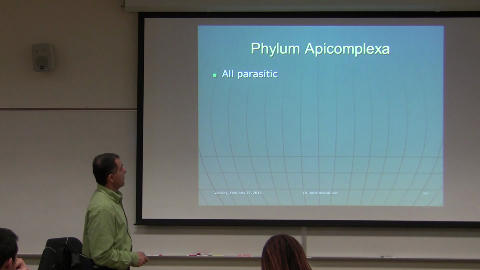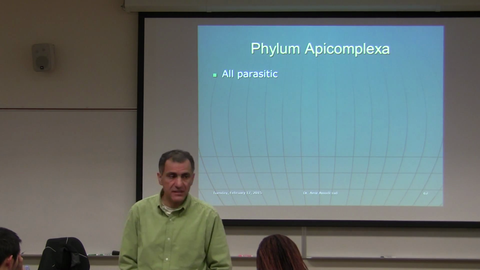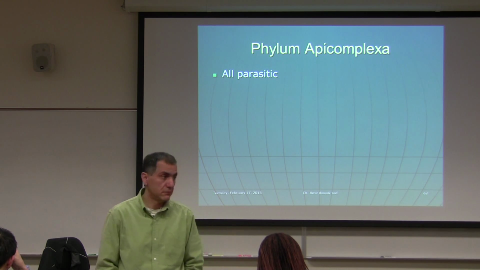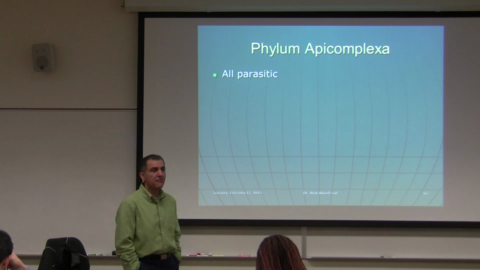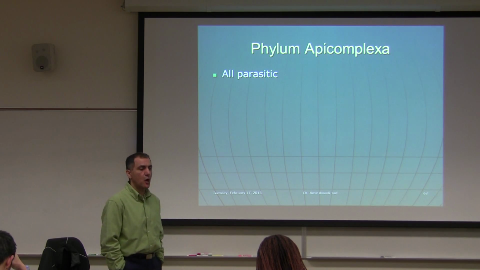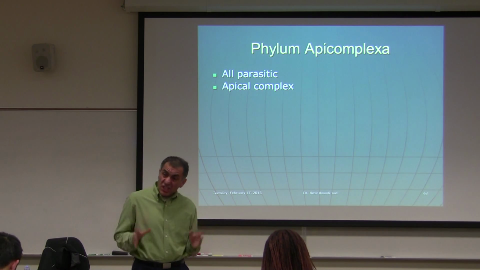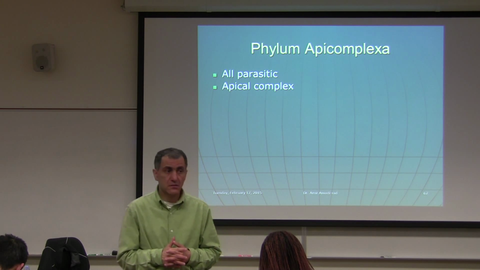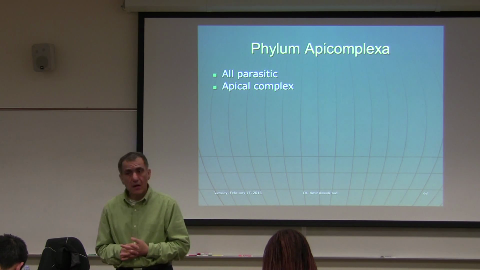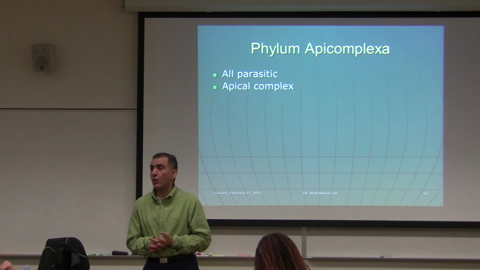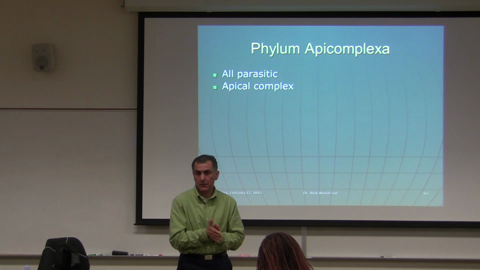Okay, phylum Apicomplexa. All of the members of this phylum are parasitic. I have not said that about any other phylum. This is the only phylum where all of its members are parasitic. They have a specialized organelle. Specialized organelle means not too many organisms on planet Earth have this. And it's called the apical complex.